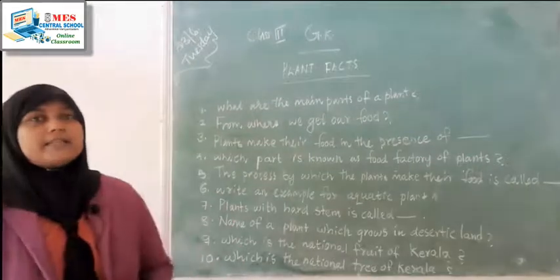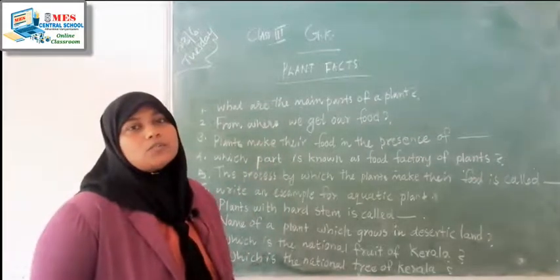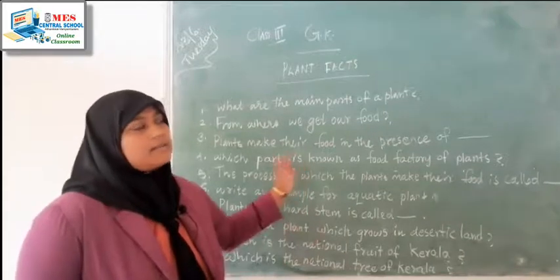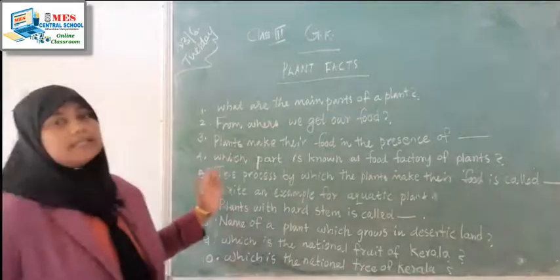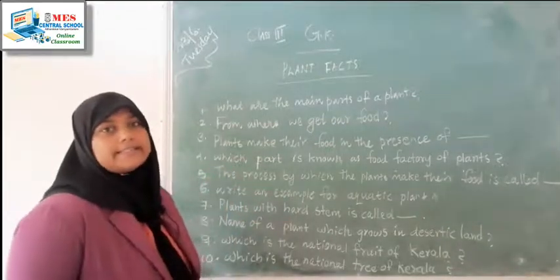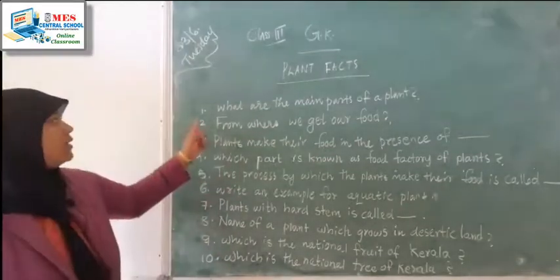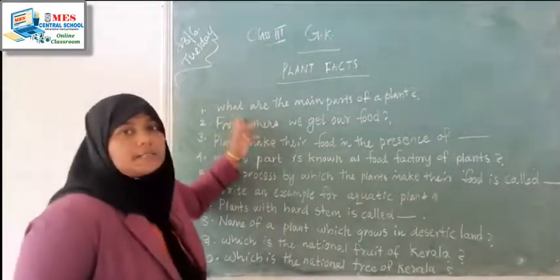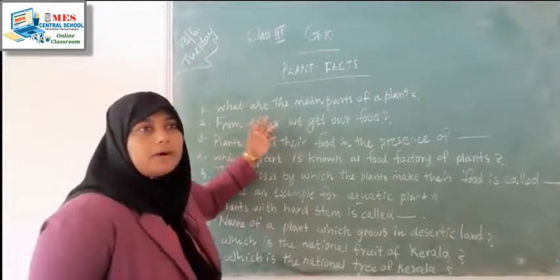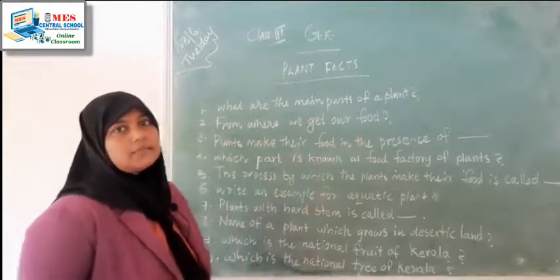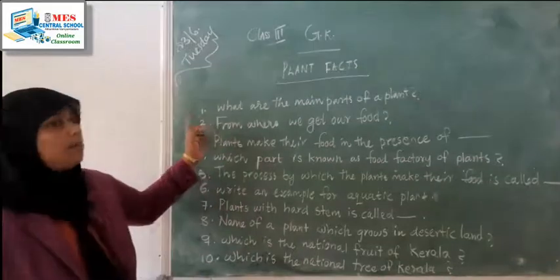So here I have taken some questions, about 10 questions. You try to answer these questions, and write the answers in the WhatsApp group and send them in the group. So the first question is, what are the main parts of a plant? You just write the answer, by putting number 1.